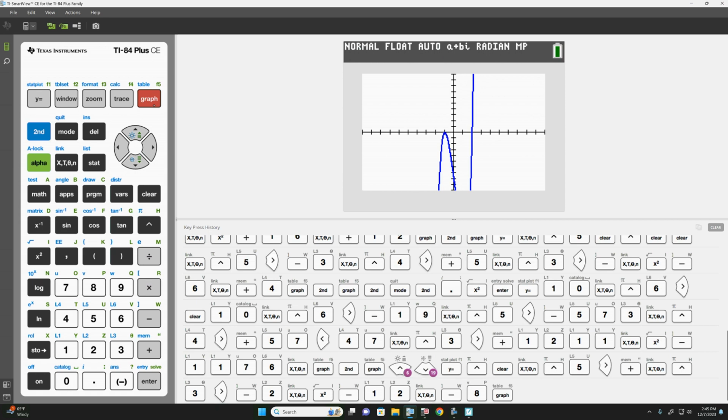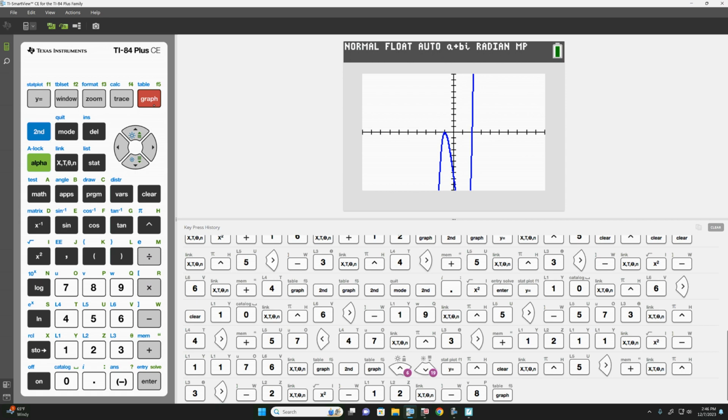Everybody able to graph? Second, quit. Same button. Now second, quit. Now, this is the graph we have.